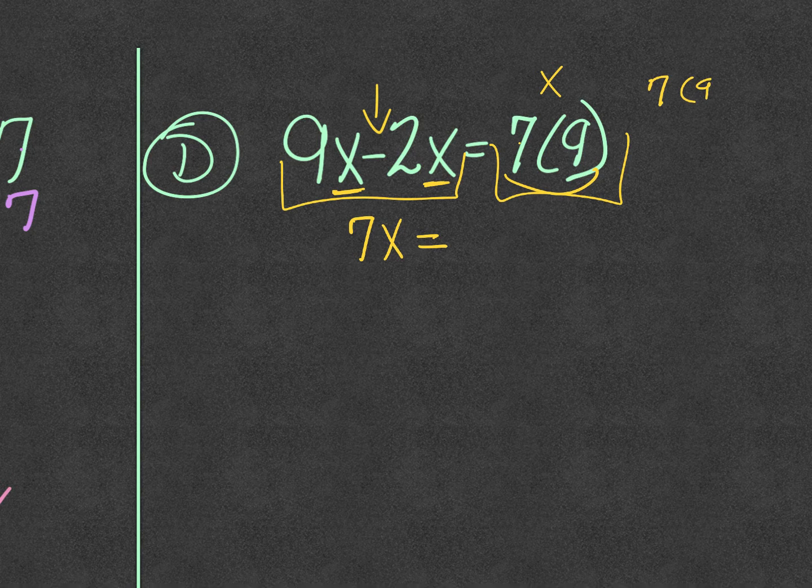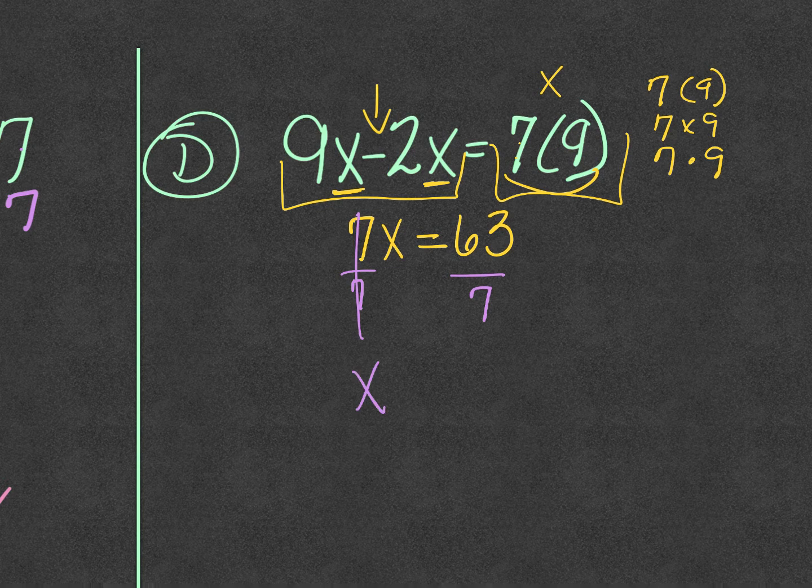7 times 9, 7 times 9, 7 times 9. It can be written in those ways, okay? But they all mean the same, and you're going to do the exact same thing. So 7 and 9 are both positive, so my answer is going to be positive. So 7 times 9 is 63. All right? Now, I also have a multiplication problem here, so I'm going to divide both sides by 7. Check your steps with me as we go through this. 63 divided by 7 is 9. And that is your answer.